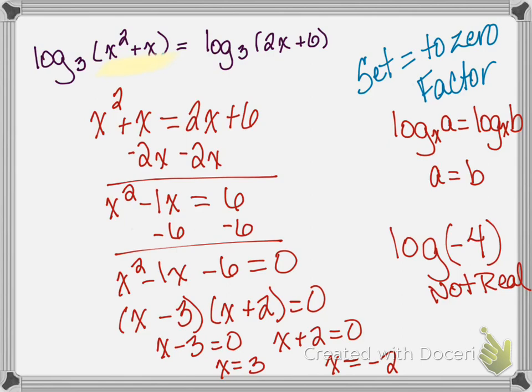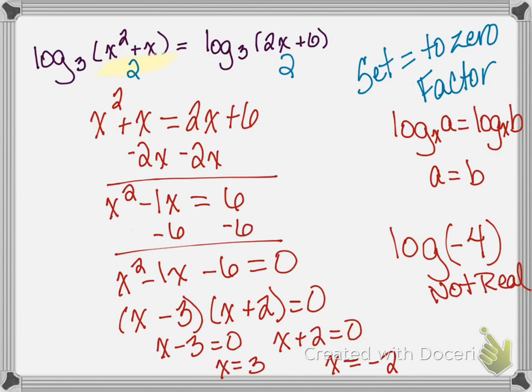Okay, so plug negative 2 in there and what do you get? Negative 2 squared plus negative 2. You get positive 2. Okay? I can take the log of a positive 2, so I'm okay. Now, on the other side, 2 times negative 2 plus 6. What do I get? 2. Okay? So both of these are okay.